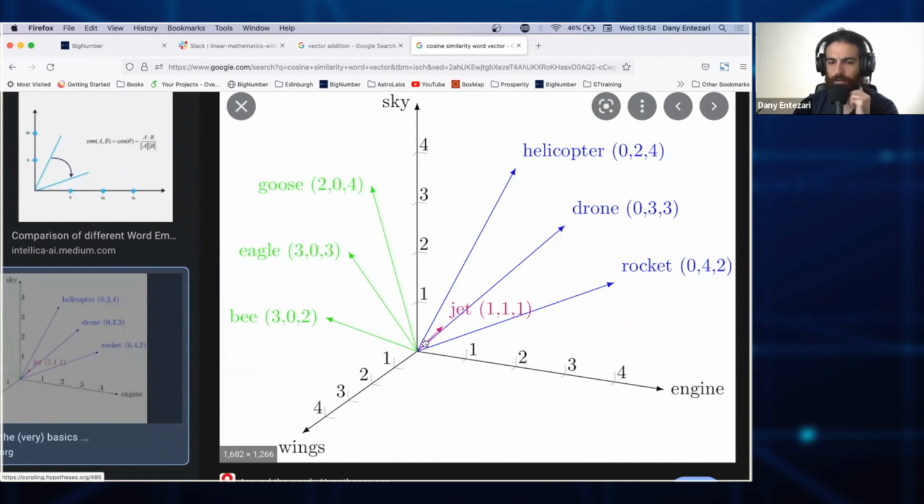So if you would take the cosine similarity of drone and eagle, you'd have, what do we call it? Is that an obtuse angle? It's not an obtuse angle, but it's even less than 45 degrees. Anyway, you'll get a bigger cosine similarity. What I'm trying to say is the larger the angle, the less similar they are. So for example, bee and rocket, they're very dissimilar. So what I want to show you is how to produce such a thing.